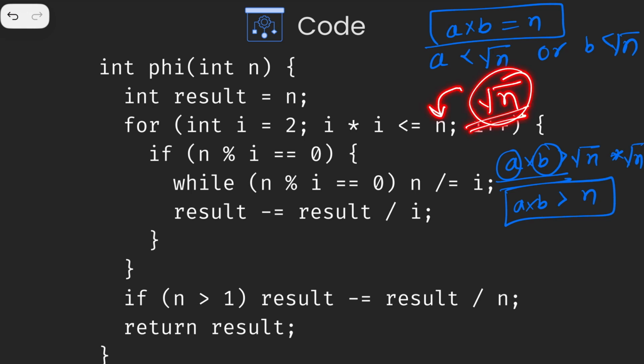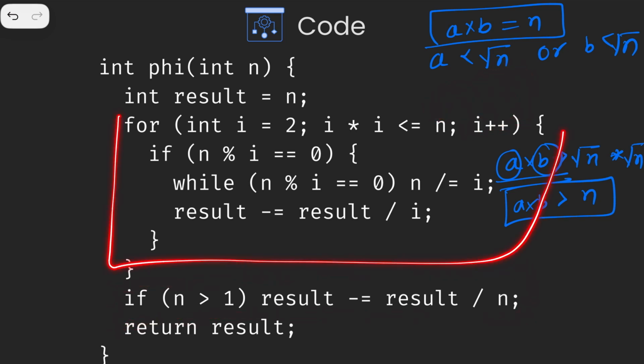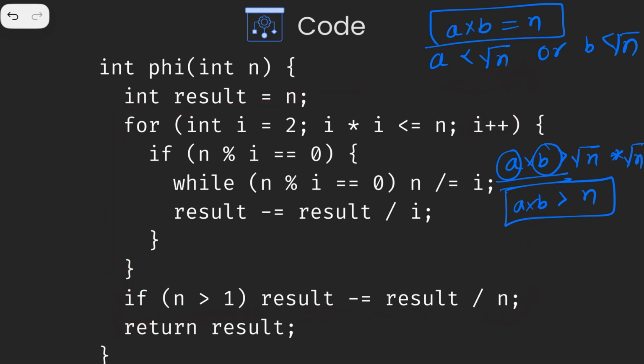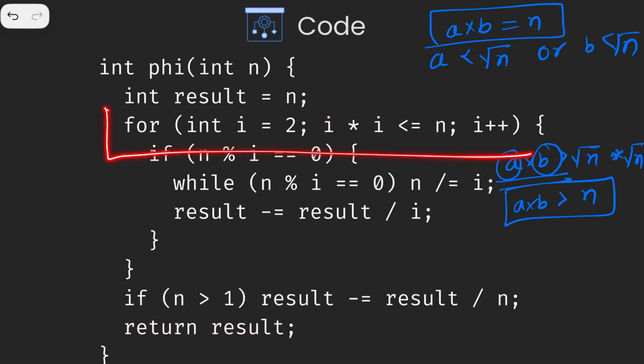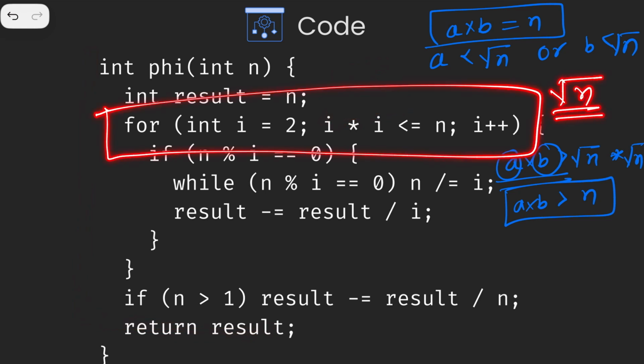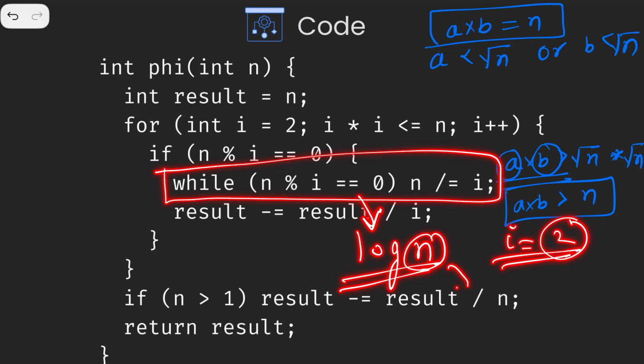And that one prime factor is handled here. Remaining all prime factors we will handle in the loop. So if you observe carefully, the time complexity of this particular algorithm is just root n. Why? Because this for loop goes till root n. Even though this can go up to log of n, imagine i is 2, which is the smallest, and n being 10 to the power 18.